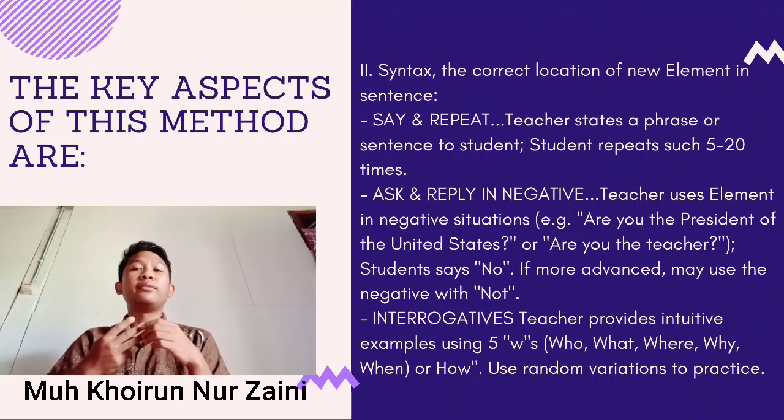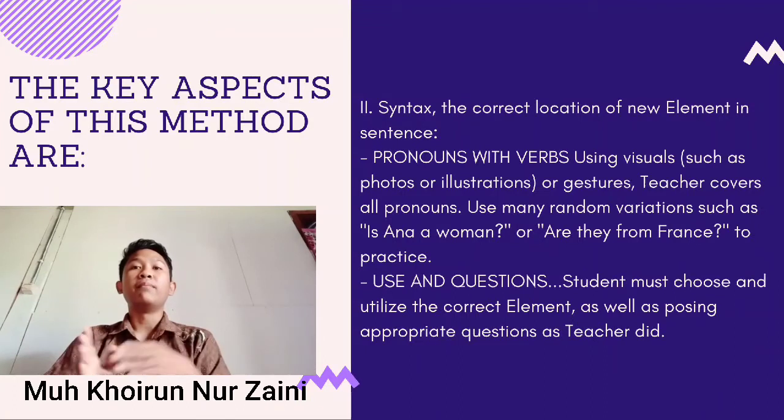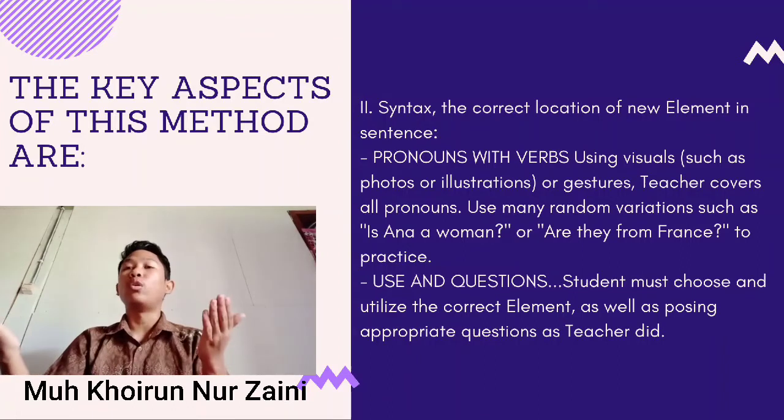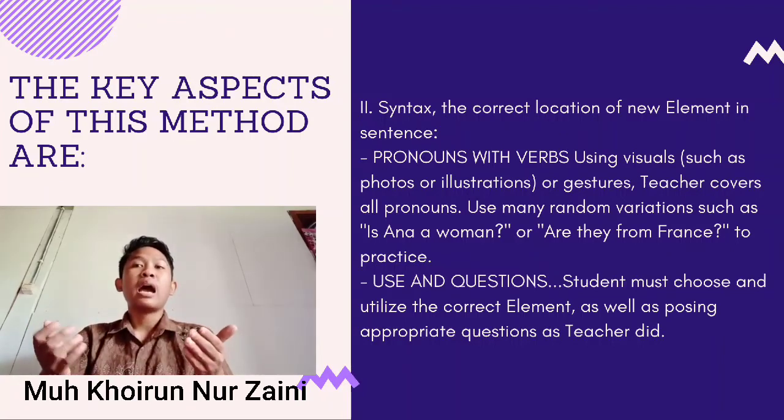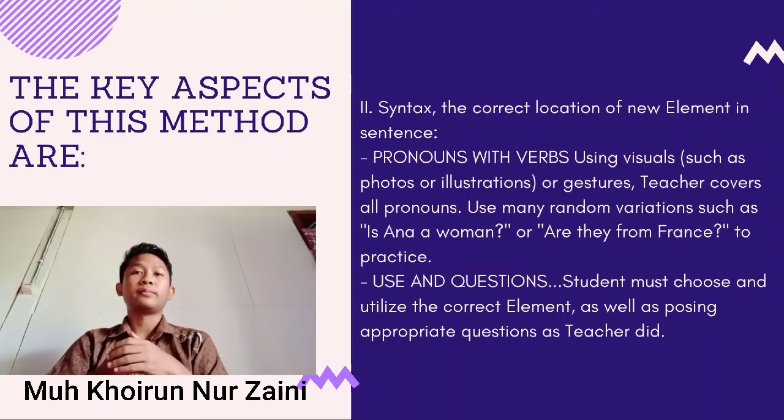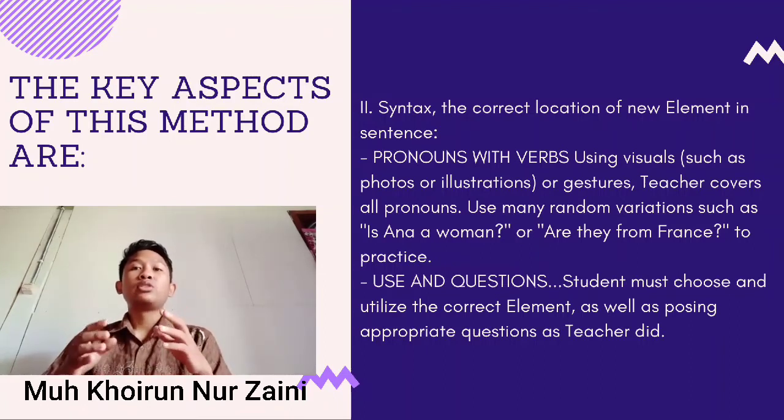Number 3, interrogative. The teacher provides intuitive examples using what, why, who, where, when, and how. Use random variation to practice. Number 4, pronouns with verbs. Using visuals such as photos or illustrations or gestures, the teacher covers all pronouns. Use many random variations such as, is Anna a woman? Are they from France? To practice. And the last, use and question. Students must choose and utilize the correct element as well as pose appropriate questions as the teacher gives.